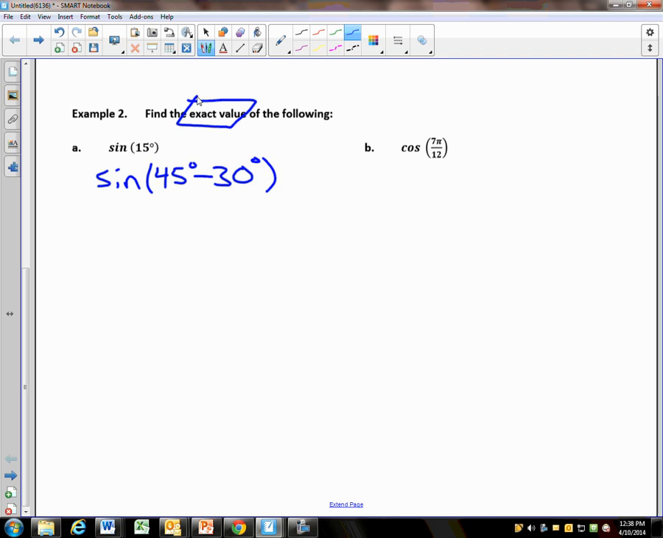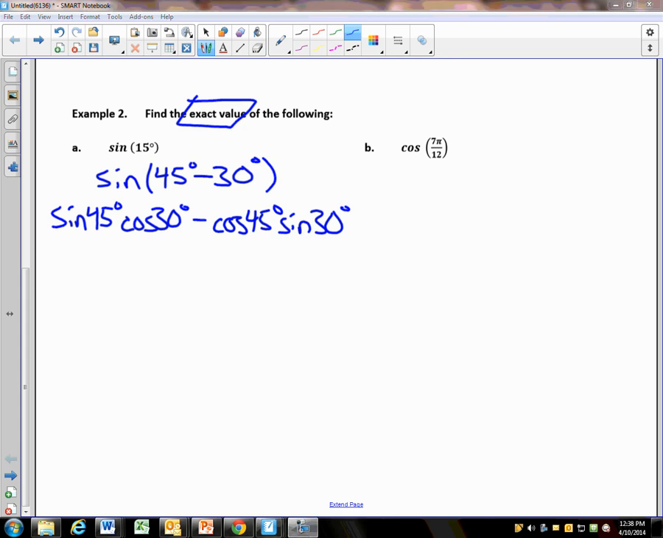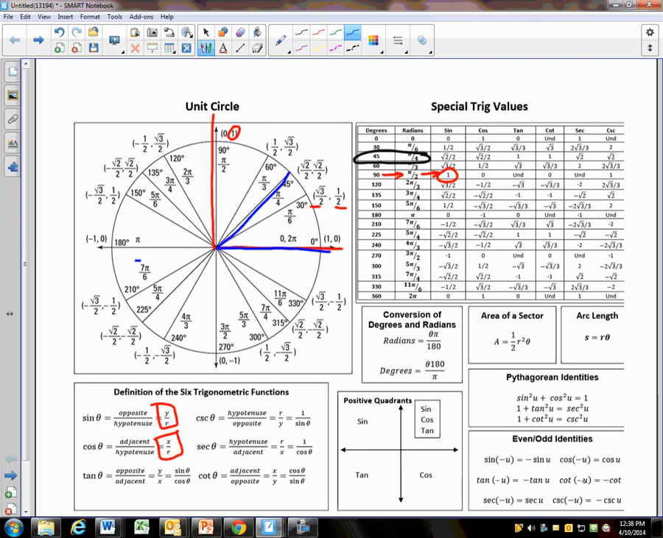So, here we go. I can write this as the sine of 45 degrees times what? Cosine of 30 degrees. Minus or plus? Minus cosine of 45 times sine of 30. Now I need to figure out those 4. I've got those 4. They're right here on my sheet. So list them.